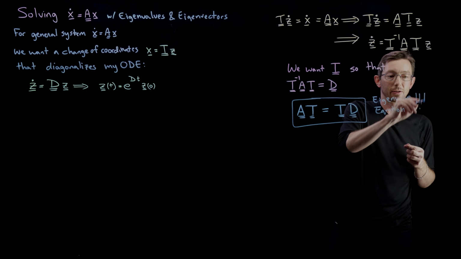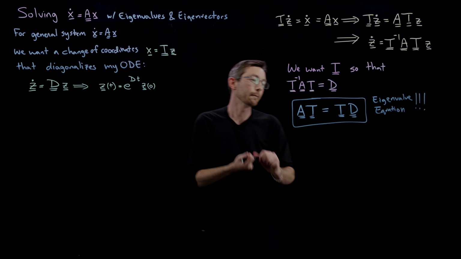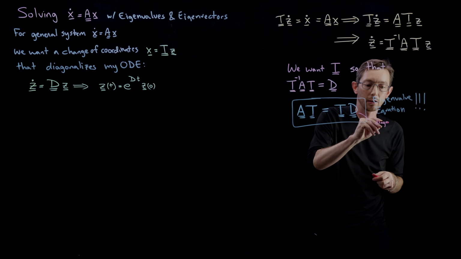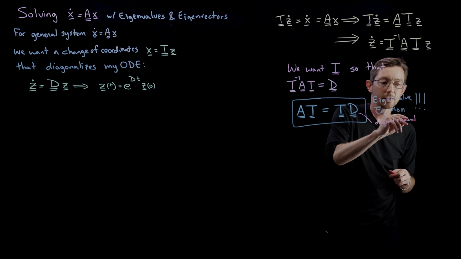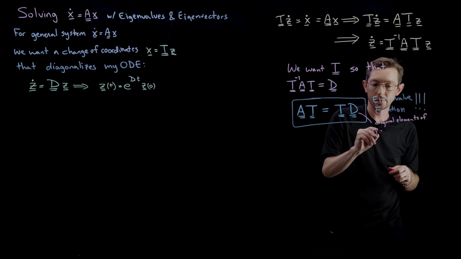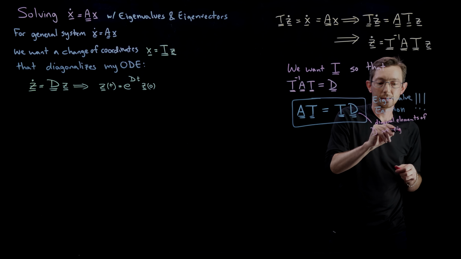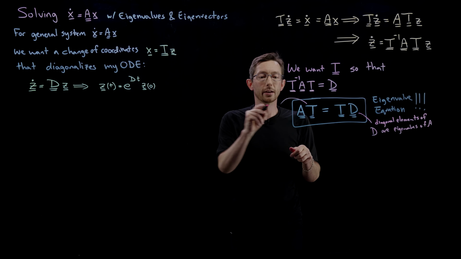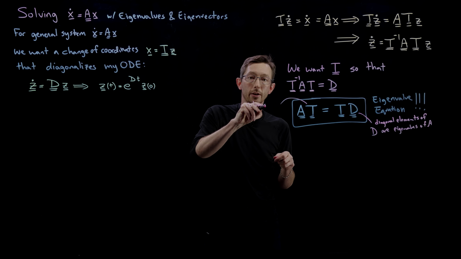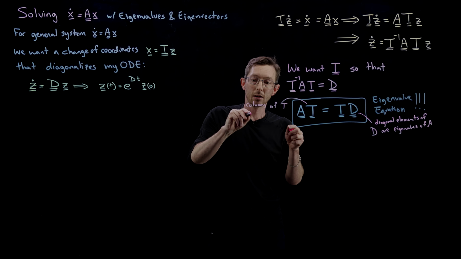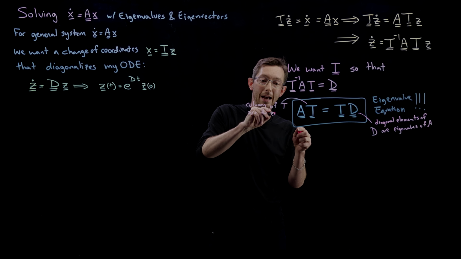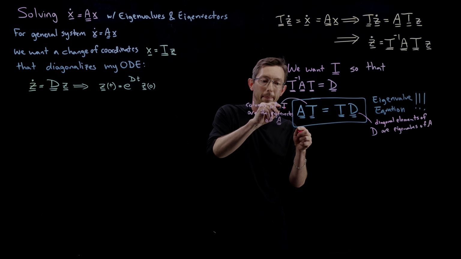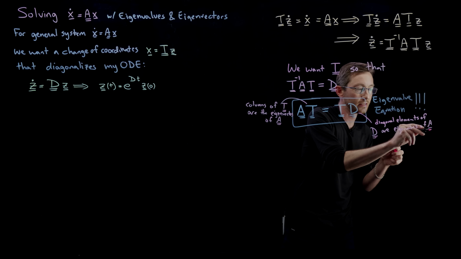I'm going to put some big exclamation marks because this is a huge deal. Literally, the diagonal elements of D are the eigenvalues of A, and the columns of T are the eigenvectors of A. D is a matrix, A is a matrix.